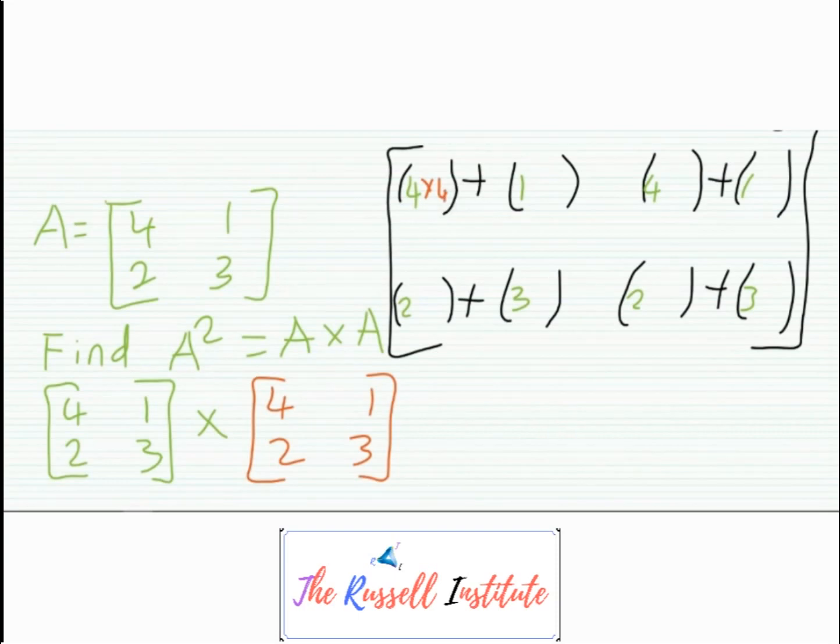4, down, 4. Then we go down to 2. 2, 2. We go up to 1. 1, 1. We go down to 3. 3, 3.